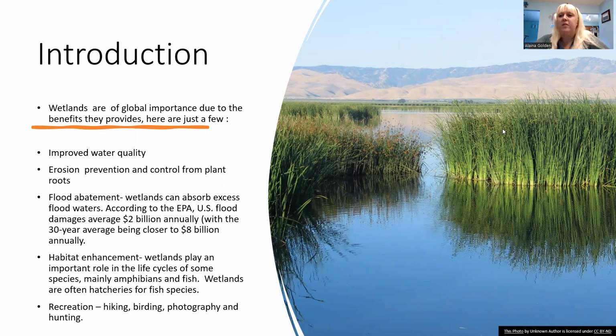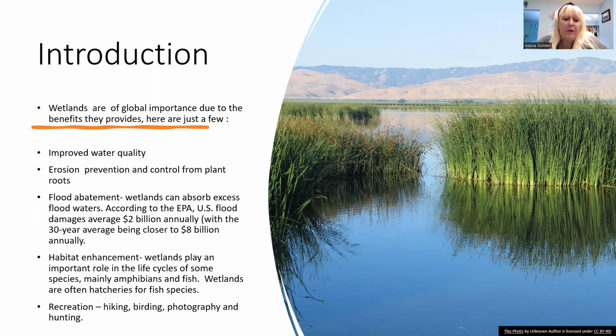So wetlands are of global importance due to the benefits that they provide. And we learned this in class mostly, but here's just a few that we're going to focus on today. So improved water quality, erosion prevention and control, erosion control from plant roots, flood abatement. The wetlands can absorb excess floodwaters, storm surges, things like that.